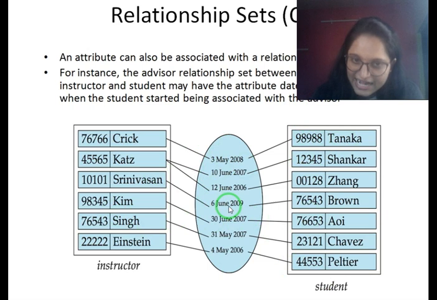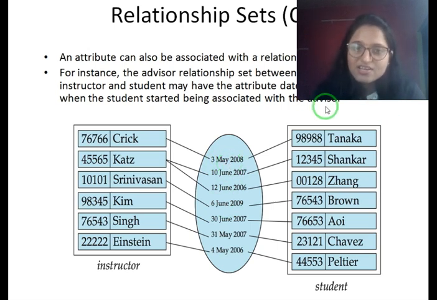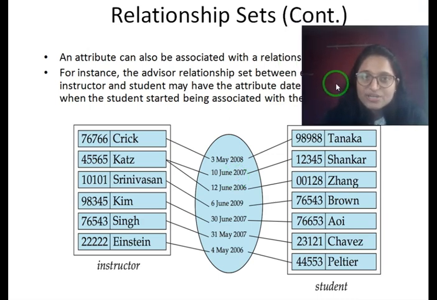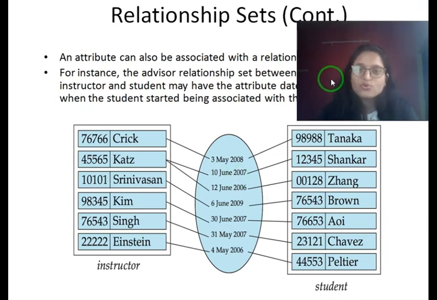The relationship entity is advisor, having one attribute, date. How do we represent this using ER diagrams? Let's see. Crick is the advisor for Tanaka from date 3 May 2008. Katz is advisor for Shankar from date 10 June 2007. In this way, relationship sets may also have their own attributes.